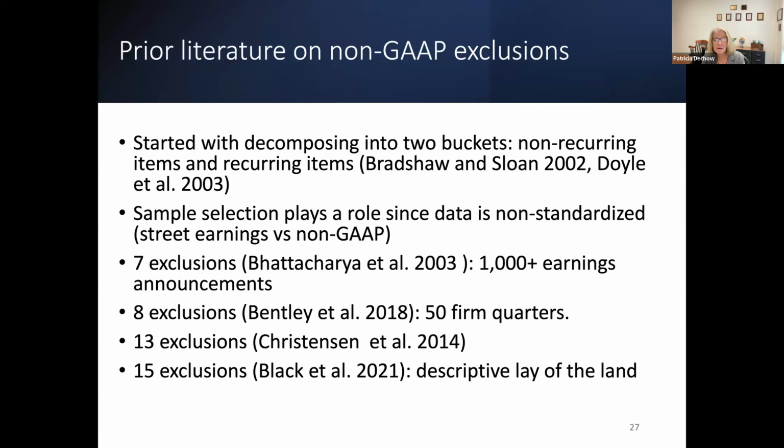So yeah, when we looked at prior literature, as I said, there's a lot of analysis of whether non-GAAP exclusions are high or low quality, and they usually break them down into non-recurring and recurring items. Because of how hard it is to collect this data, people have looked at various numbers of exclusions: 7 exclusions, 8 exclusions, 13 exclusions, and 15 more recently. So we do the same sort of thing, and we use this Audit Analytics sample.